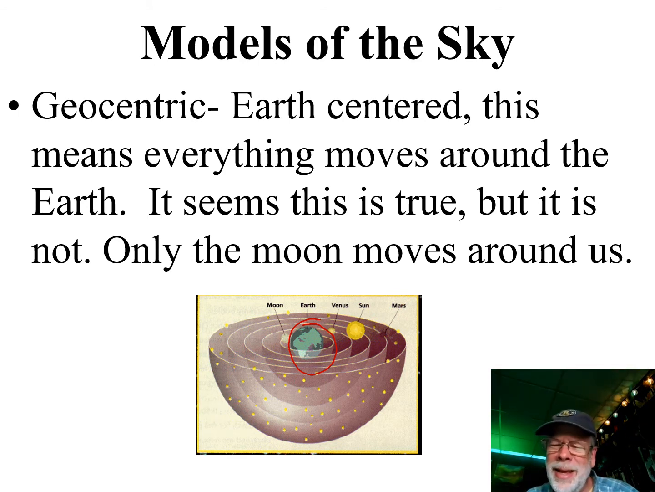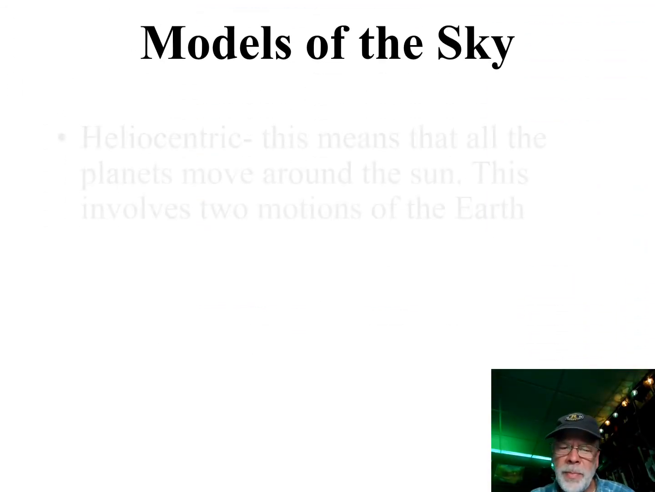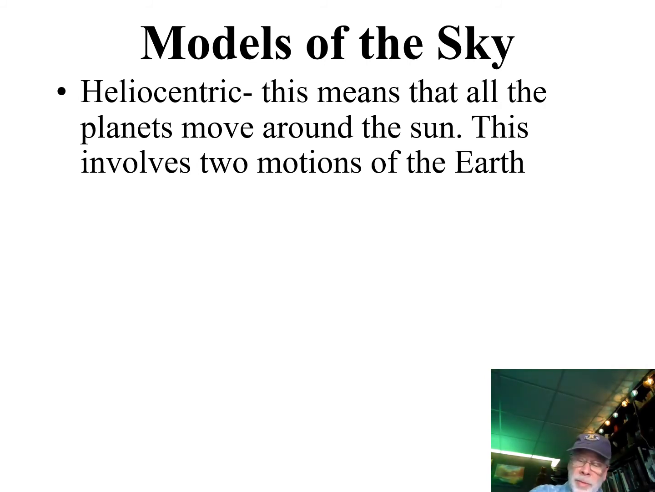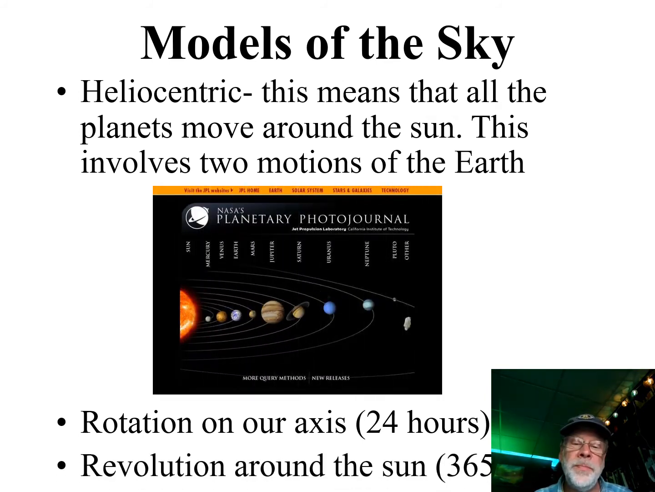But that made it really hard to understand, especially when the planets seemed to back up. So we came eventually to understand the heliocentric model. The heliocentric model means that all the planets move around the sun. Doesn't mean that everything moves around the sun, because the sun is just one of billions of stars in our galaxy. Certainly, it's not the whole galaxy moving around our sun. Our sun is moving around the galaxy. But heliocentric means that all the planets are going around the sun. That makes sense. So we have rotation on our axis, and we have revolution around the sun, and all that takes place within the heliocentric model.